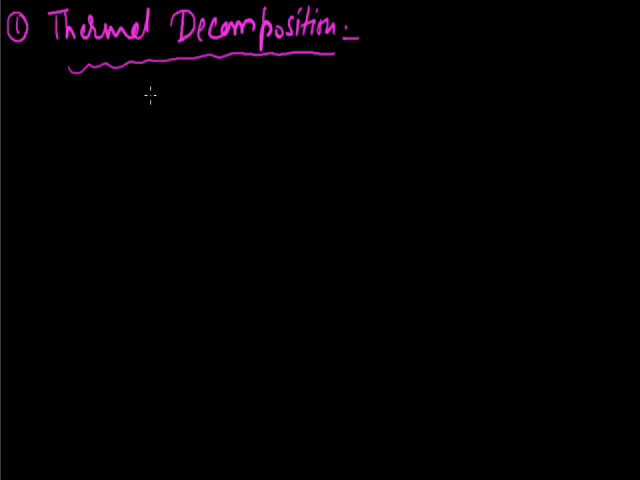Now we will discuss the second type of classification, that is on the basis of the process which is used in decomposition. The first type of this reaction is thermal decomposition. When the decomposition happens in the presence of heat, meaning the process involved in this decomposition is heating, then the reaction is thermal decomposition.